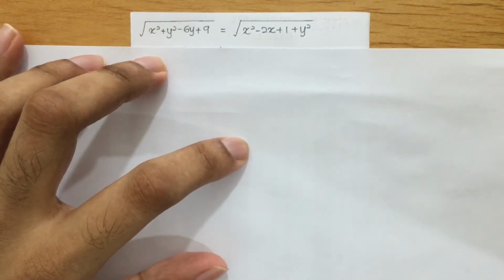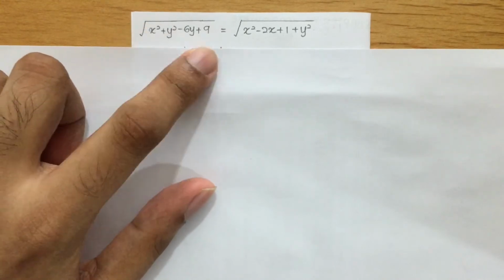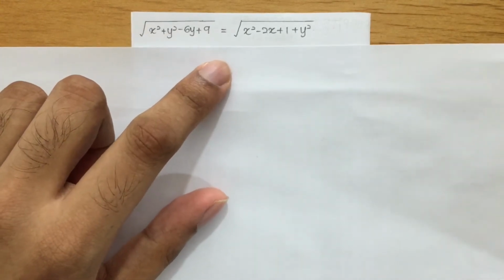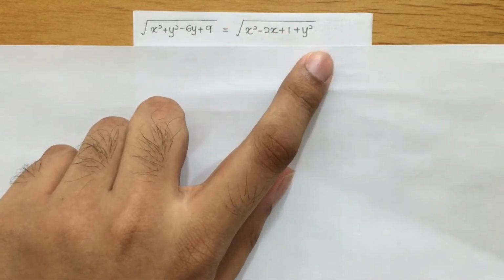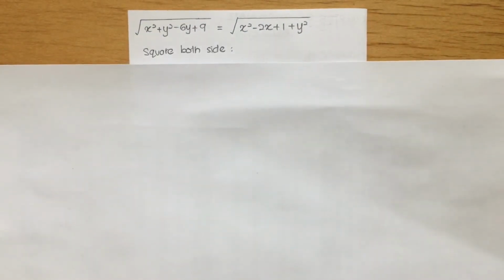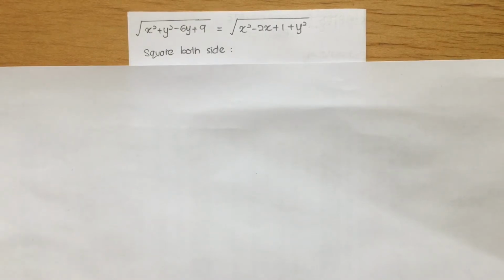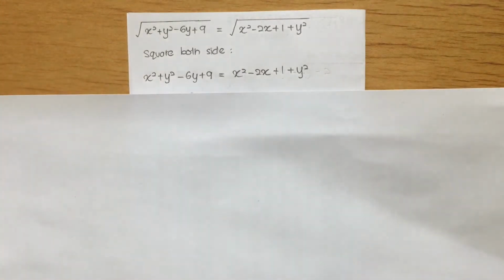Okay, we rewrite the whole equation here again. The square root of x² + y² − 6y + 9 equals the square root of x² − 2x + 1 + y². For the next step, you're going to square both sides in order to eliminate the square root. So from here you get x² + y² − 6y + 9 equals x² − 2x + 1 + y².